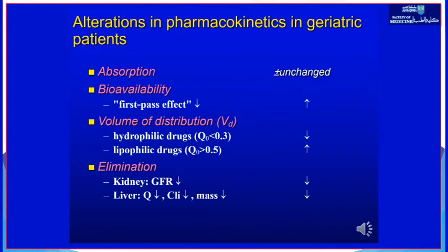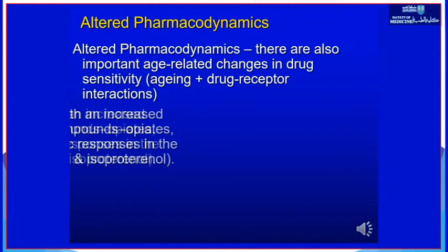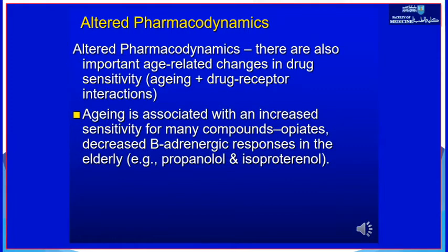So to summarize the alterations in pharmacokinetics in geriatric patients, we said absorption is more or less unchanged. There are significant changes in bioavailability, the volume of distribution, and elimination. Now, there are also important age-related changes in drug sensitivity, drug receptor interactions, and drug-drug interactions. So there is altered pharmacodynamics with aging. Aging is usually associated with an increased sensitivity for many compounds, such as opiates. So we have to be careful with such drugs.